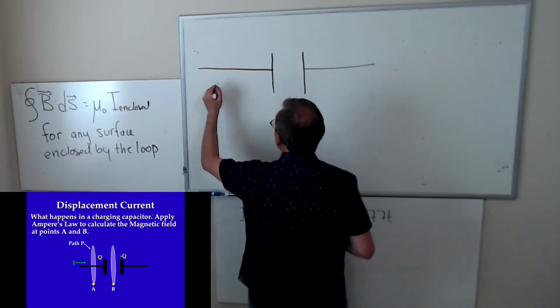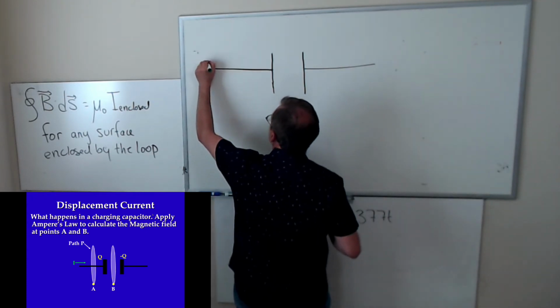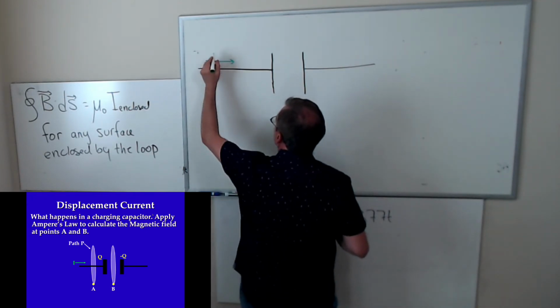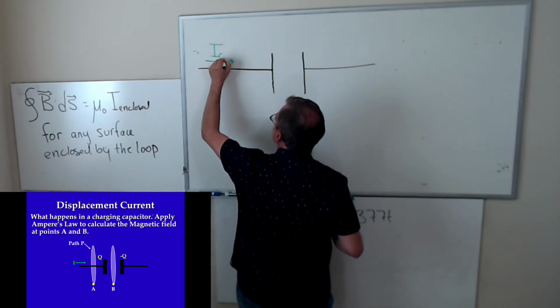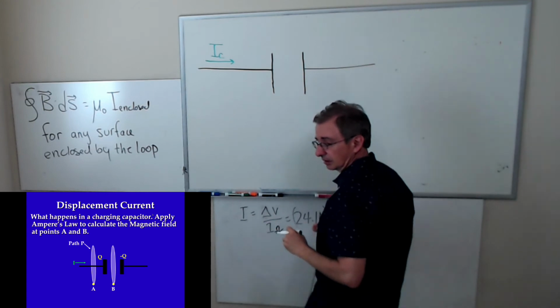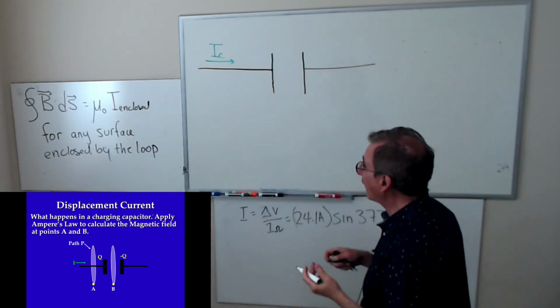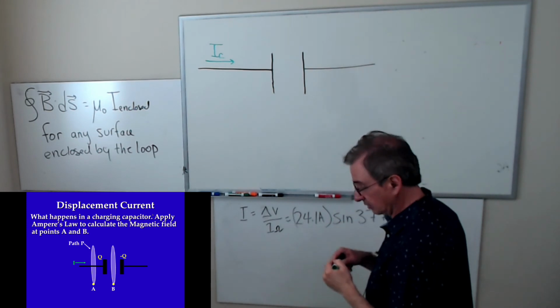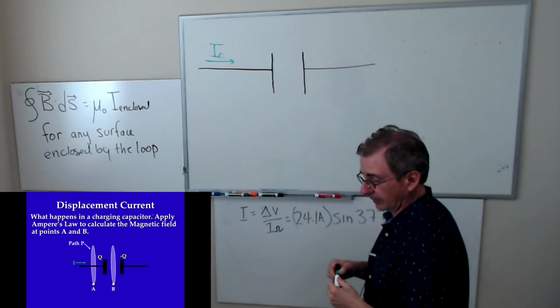And let's say the current is going to the right. And instead of calling this I, I'm going to call it I sub C, and you'll see why in a few minutes. I'm going to call it the conduction current, the current due to the flow of electrons in the material.